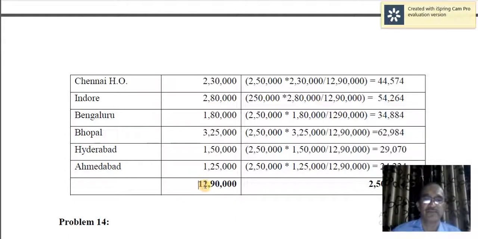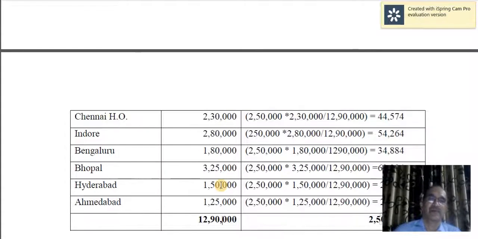Now the total is 12,90,000. Now you have to see what is the proportion of the turnover of each of these branches to that of total turnover, and accordingly you have to apply that on the total input tax of 2,50,000. Then you will get the individual share of each branch. Let us see the calculation.